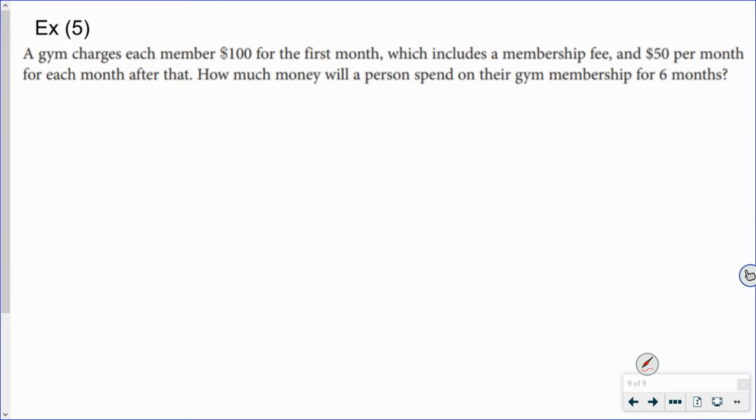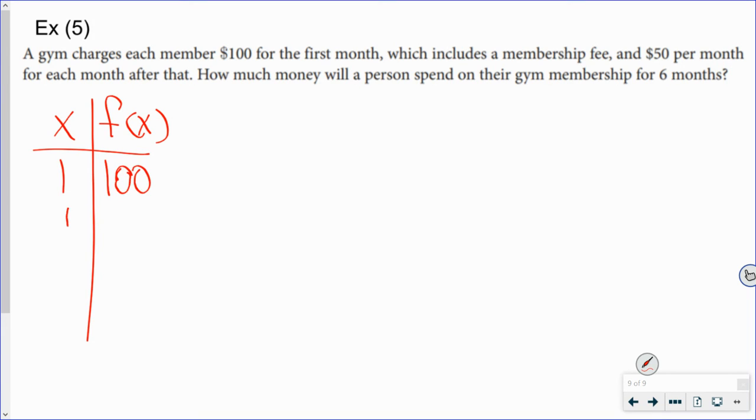Okay, do you have the answer? Well, I don't know if it's right. Okay, let's walk through it. I know we're going to do an explicit formula. I would do a table, an X and F of X. I know the first month is how much? 100. Yep. And the next is 150, then 200. And my problem does say don't just keep going up by 50s to 6. It wants me to write a formula.